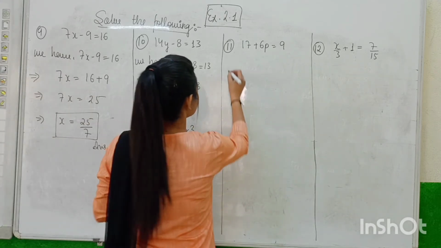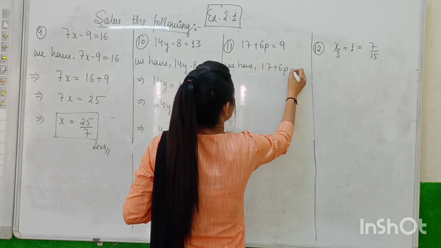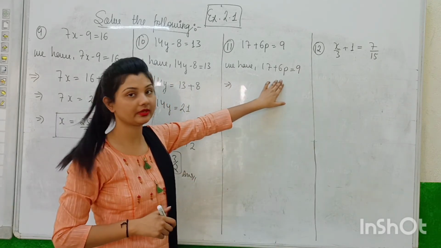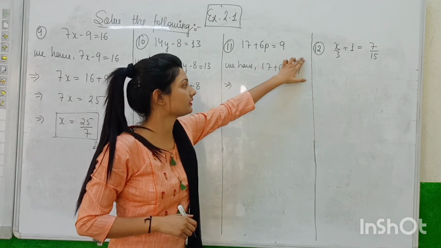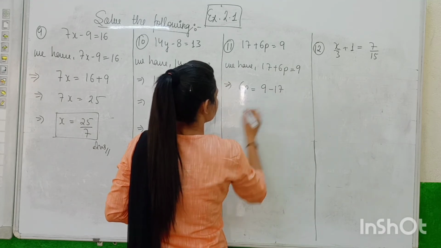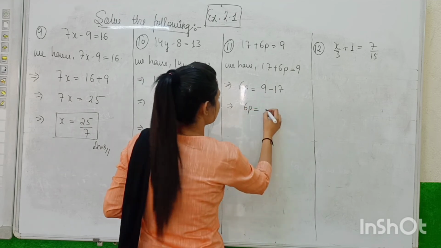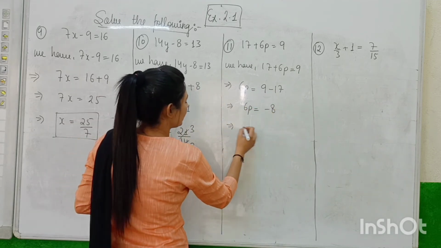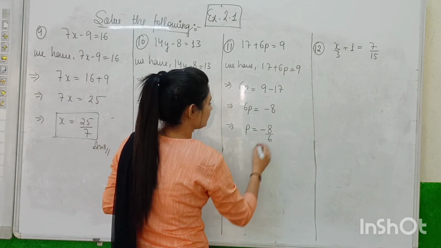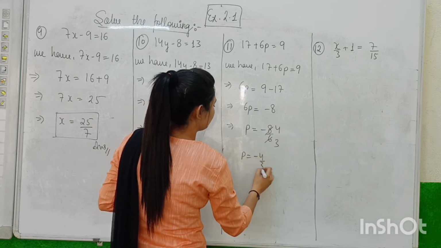Now here what we have, 17 plus 6p is equals to 9. So now the 6p will be written as it is, will be kept as it is, and this plus 17 will go on the right hand side and this will become minus 17. That is 9 minus 17. So 6p is equals to 9 minus 17 is minus 8. Now this 6 is in the multiplication here, so it will go on the denominator. Both will be cancelled by 2. So p is equals to minus 4 by 3.